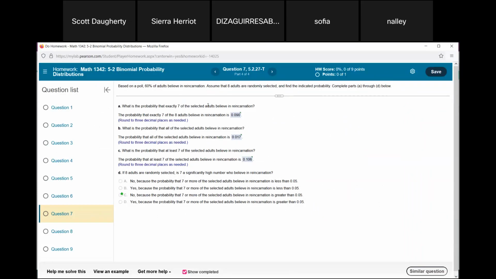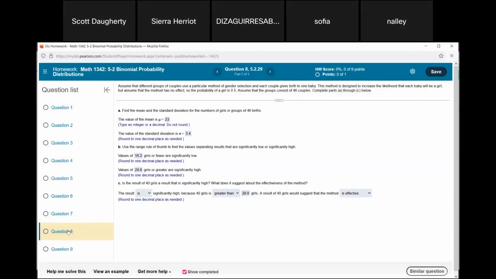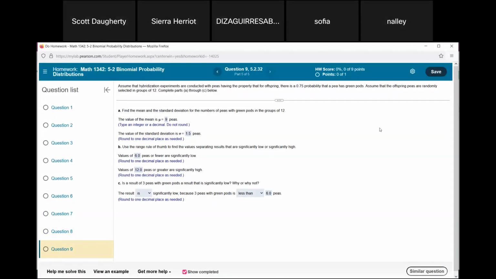Actually, this is the same problem we just did. This is not what I want. It actually turns out to be binomial. When the probability is exactly 7, you'd use the PDF function with a 7 for X, and so forth. Okay, this is not the problem I wanted. This is just like the ones we just did. Let's look at 9 instead. Sorry, I looked at the wrong one.